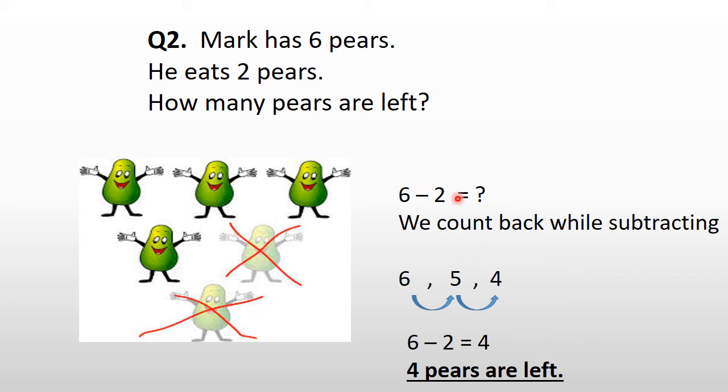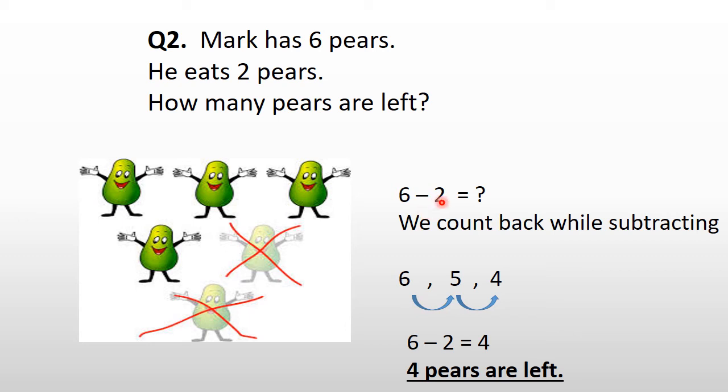Okay. So 6 minus 2. How do you do that? You open 6 fingers and you close 2 fingers. So how many fingers are left? 4 fingers are left. Okay.